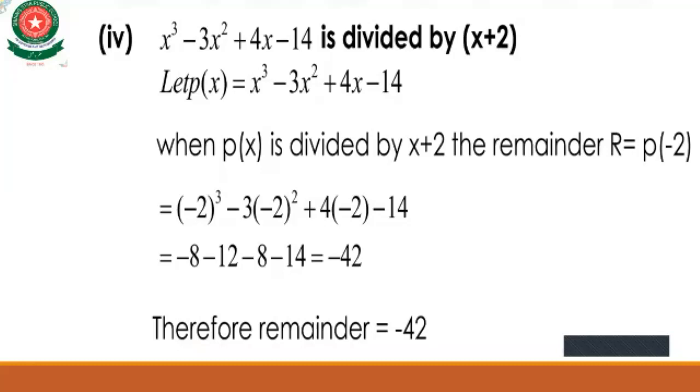So as there is an odd power, minus 2 cube will be minus 8, and minus 3 into minus 2 square is minus 3 into 4, which is minus 12. Plus 4 into minus 2 is minus 8, and minus 14. By adding all these terms, the answer will be minus 42. Therefore the remainder is minus 42.